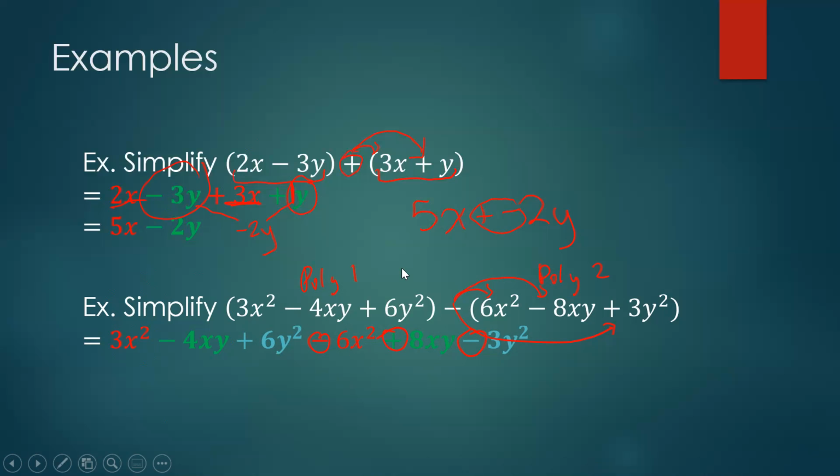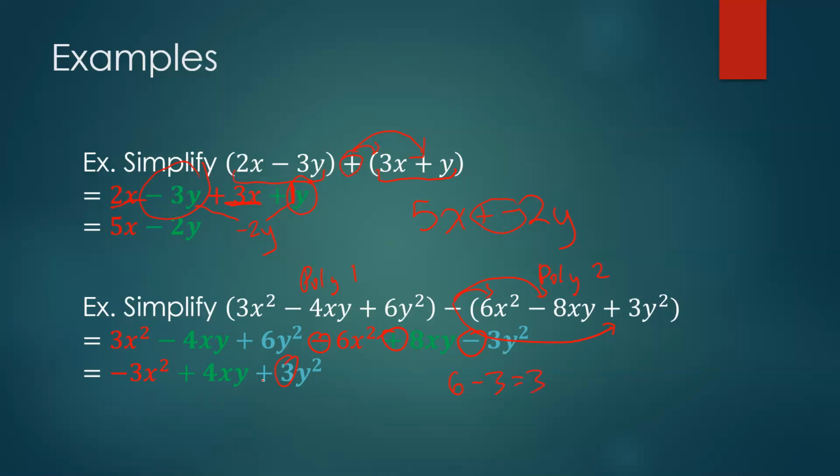So 3 minus 6 is going to give me negative 3x squared. For the next one, I have a negative 4xy, and I'm adding 8xy. So I know that negative 4xy plus 8xy ends up giving me positive 4xy, because negative 4 plus 8 is 4. And then for the last one, I have 6y squared minus 3y squared. And I know that 6 minus 3 is obviously going to be 3, and that's how I got the 3y squared.